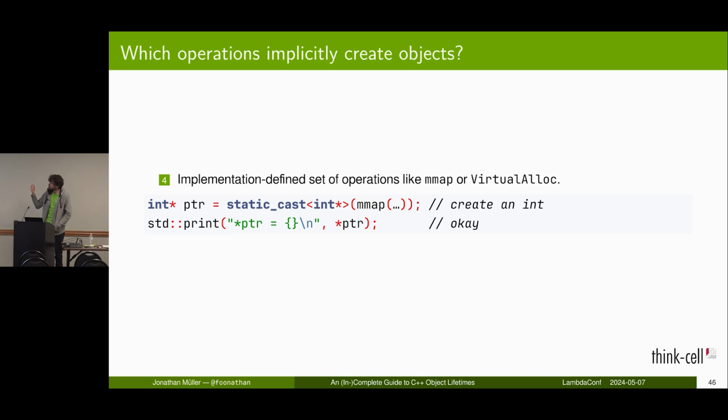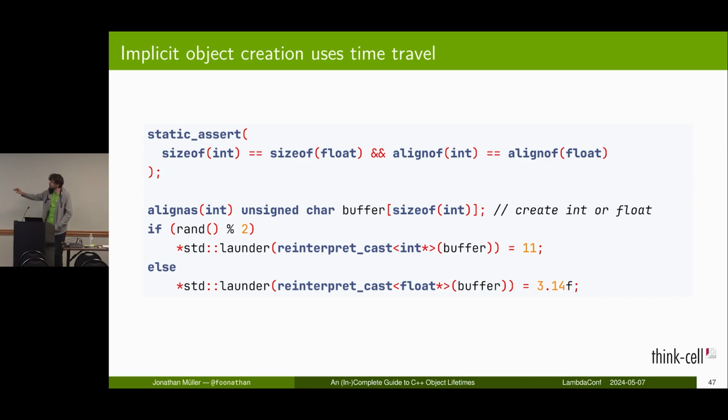Now, how does the compiler know which objects to create in there? Well, the answer is easy. It uses time travel. So here we have a buffer that can fit both a float or an int. And then we roll the dice, and depending on the dice roll, we either create an int, use it as an int, or use it as a float. So when the compiler allocates the storage, it doesn't know whether it needs to put an int or float in there. When control flow continues and we reach the reinterpret cast, the compiler knows, this must have been an int. So the compiler travels back in time to create an int at the point of the allocation of the buffer. And it really is time travel, because the reinterpret cast doesn't do it. The allocation of the buffer does it. So the compiler has to use time travel to do that.